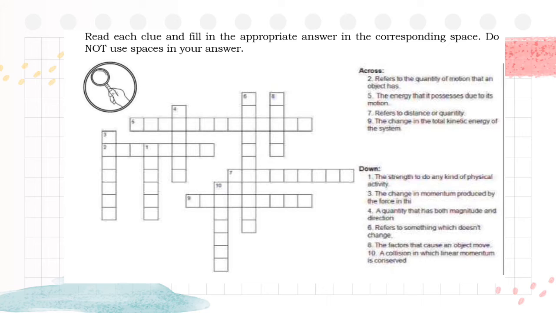Down. Number 1, the strength to do any kind of physical activity. 3, the change in momentum produced by the force. 4, a quantity that has both magnitude and direction. 6, refers to something which doesn't change. 8, the factors that cause an object to move. 10, a collision in which linear momentum is conserved.